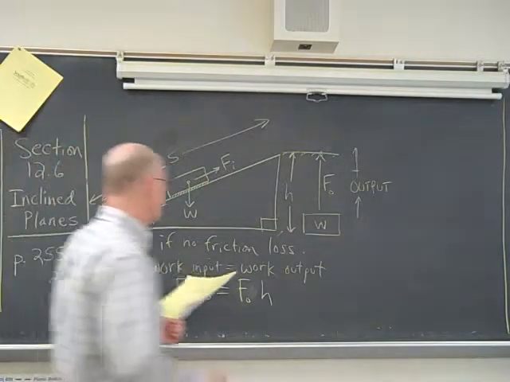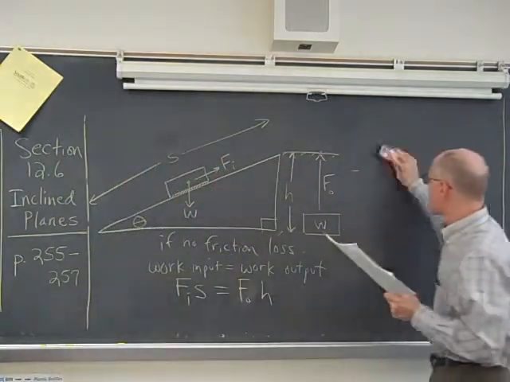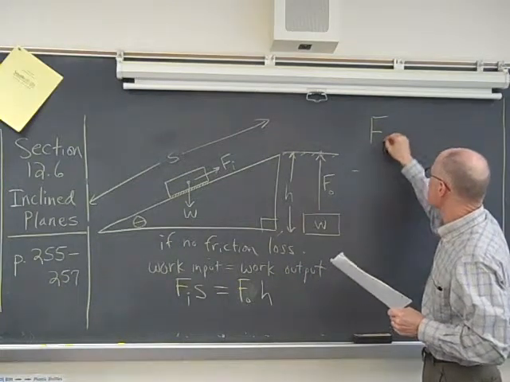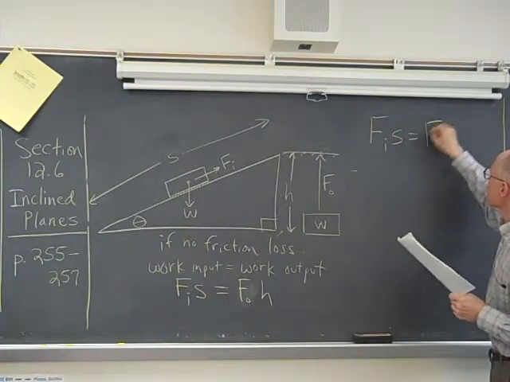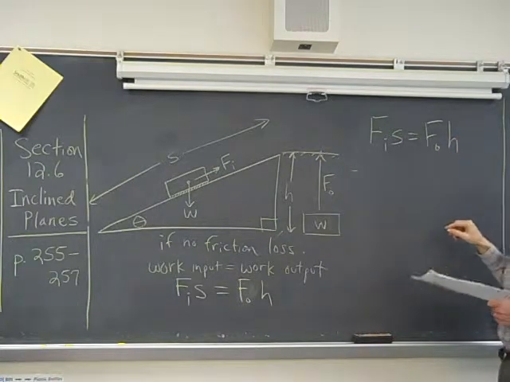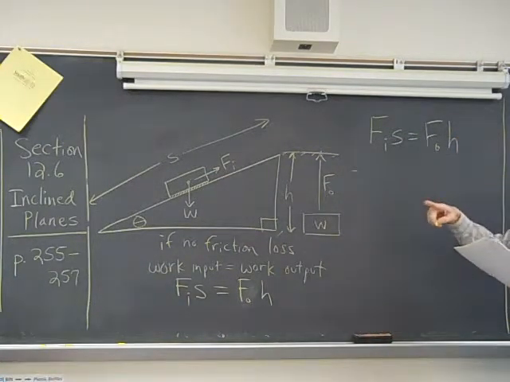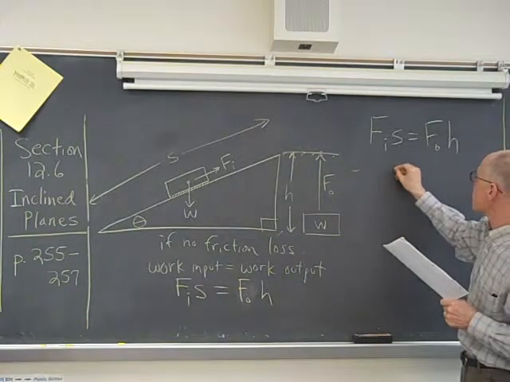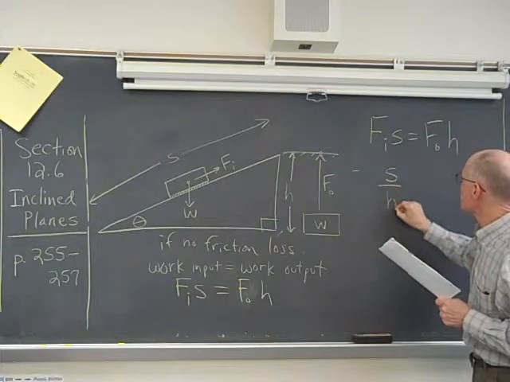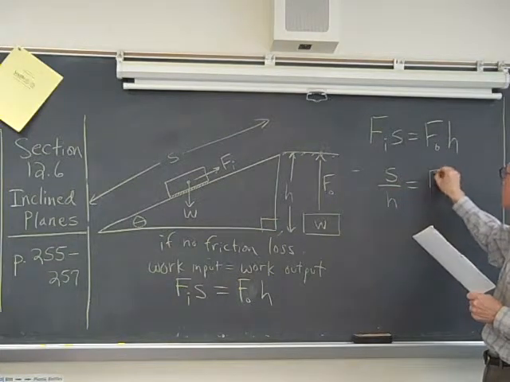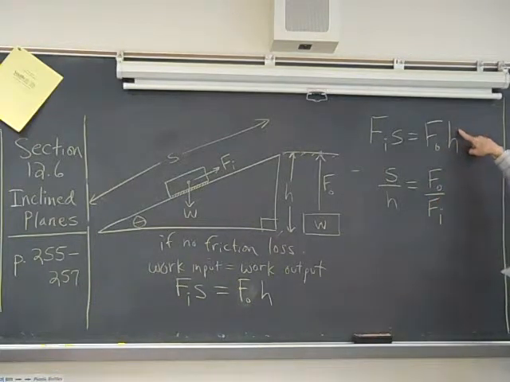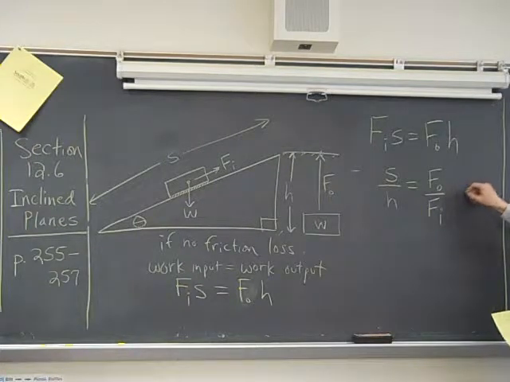All right, so now I'm going to do a manipulation. I'll just use algebra to manipulate this equation. I'll just recreate it here. Input force times S equals output force times H. I'm going to divide both sides by H and both sides by input force. Then this equation manipulates into this form. Now you recognize this.